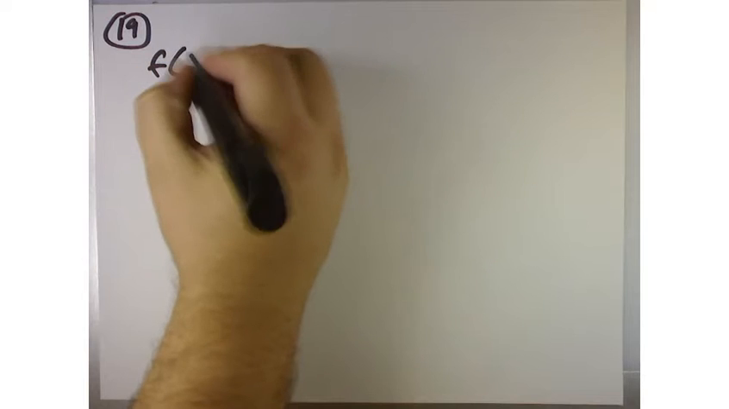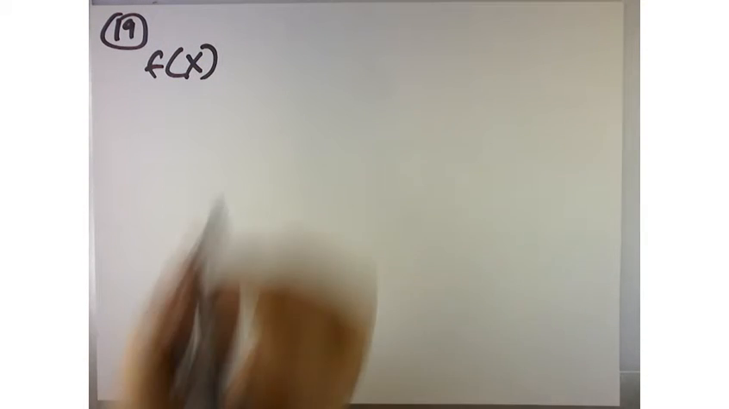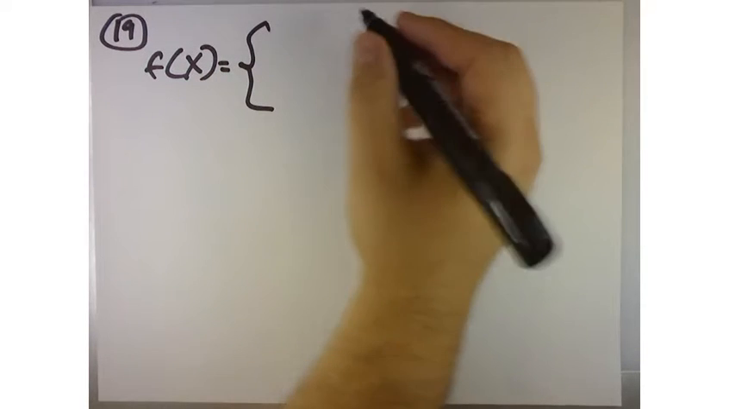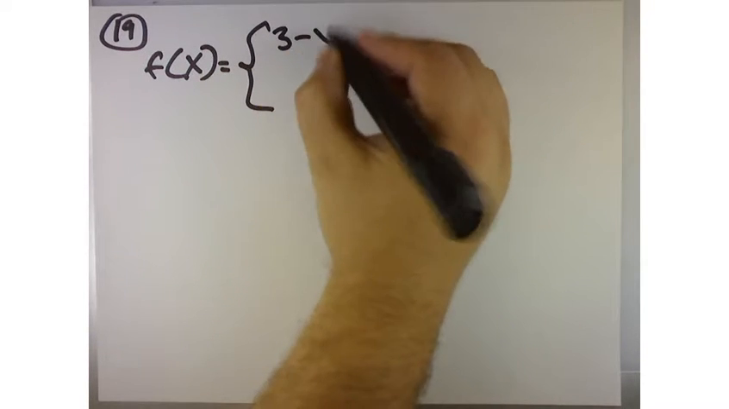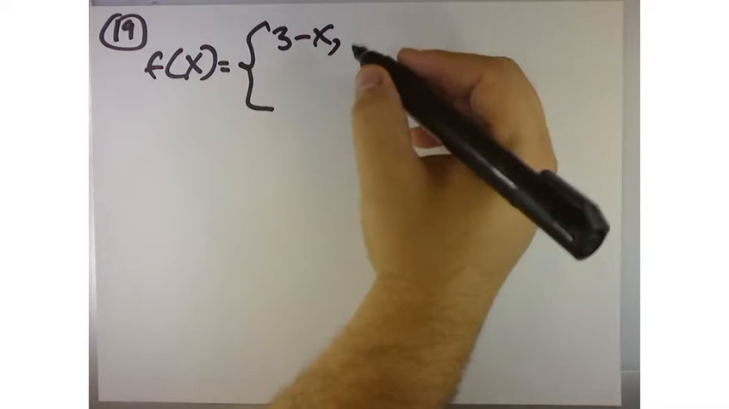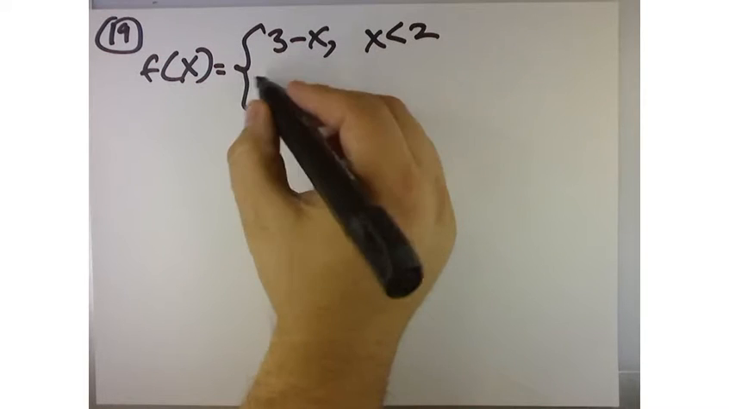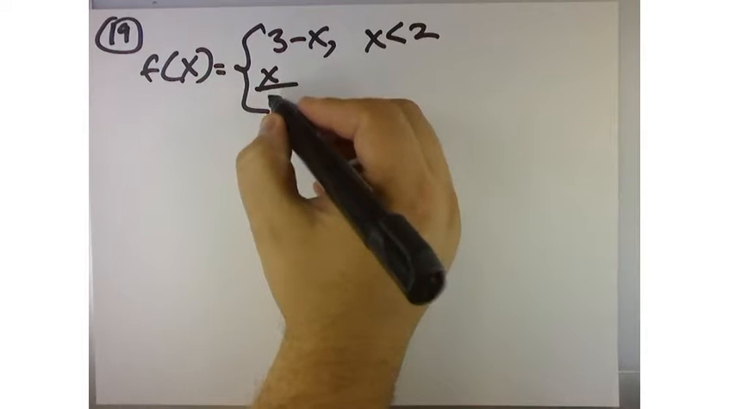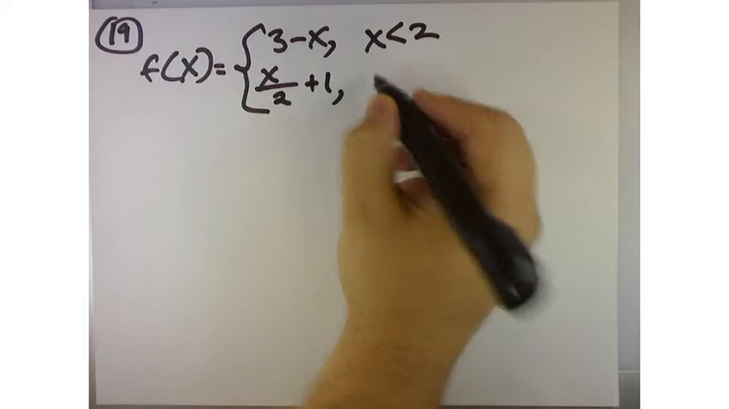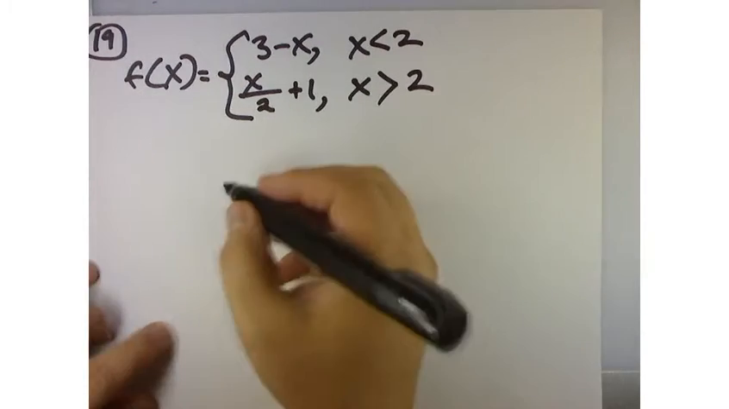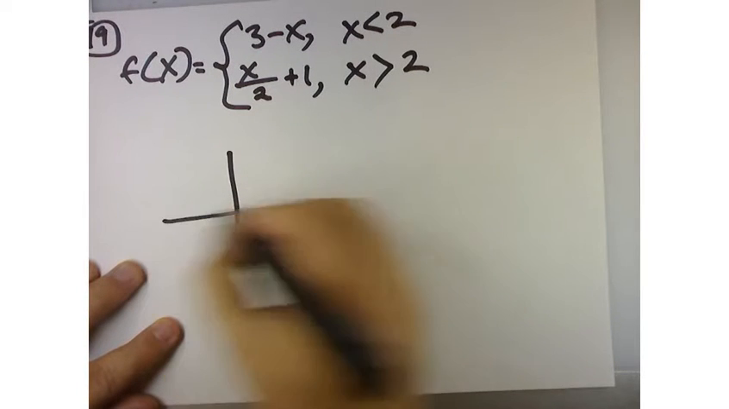Number 19 out of your textbook gives us the function f of x. We're going to use the expression 3 minus x whenever x is less than 2, and we're going to use the expression x over 2 plus 1 whenever x is greater than 2. So when I go to graph this, it's not really too hard to graph.